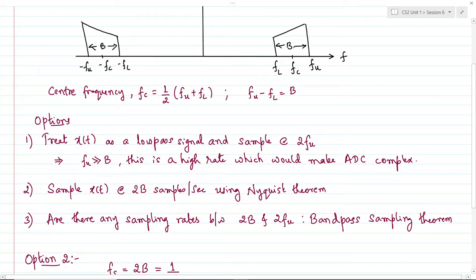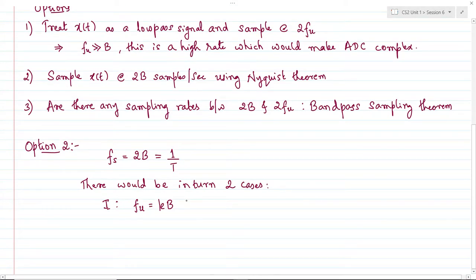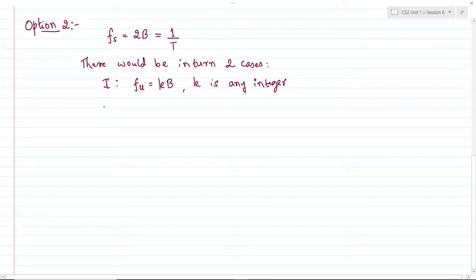Or otherwise, the most generic case here would be f_u need not be an integer multiple of b. We will understand these two cases when applied to bandpass signals. Let us quickly take the first case where f_u is an integer multiple of b.